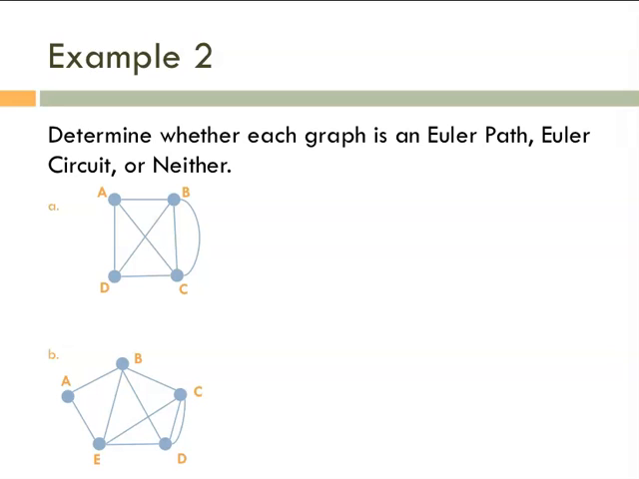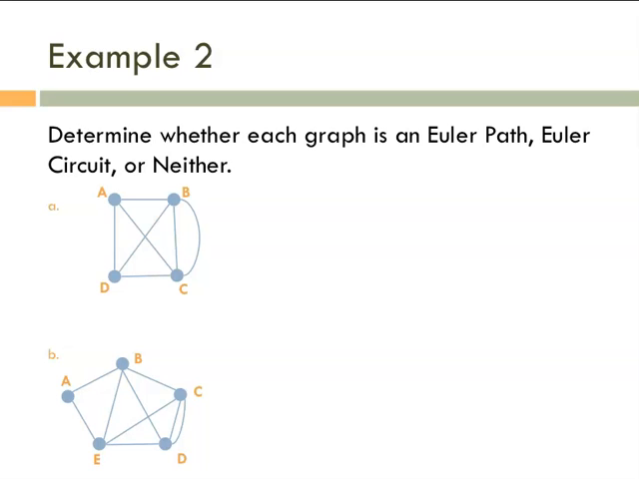In example 2 here, we are going to determine whether each graph has an Euler path, an Euler circuit, or neither. Let's start with this first one. What we're going to do is determine this by just looking at the vertices and the degree of each vertex, and determining from there if there is an Euler path, an Euler circuit, or neither.